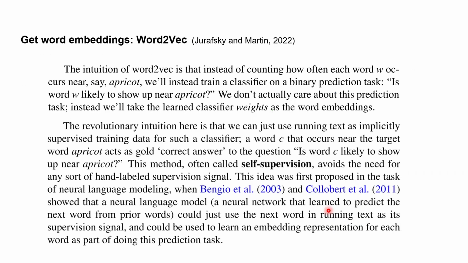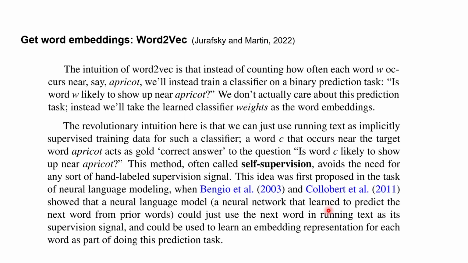Next paragraph. Leonard, can you help me read the second paragraph? The revolutionary intuition here is that we just use running text as implicitly supervised training data for such a classifier. A word C that occurs near the target word apricot acts as the gold correct answer to the question, is word C likely to show up near apricot? This method, often called self-supervision, avoids the need for any sort of hand-labeled supervision signal.